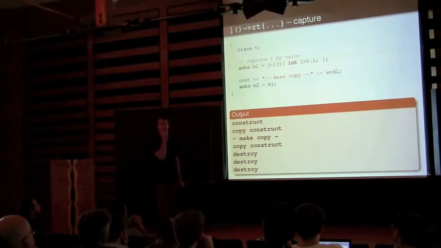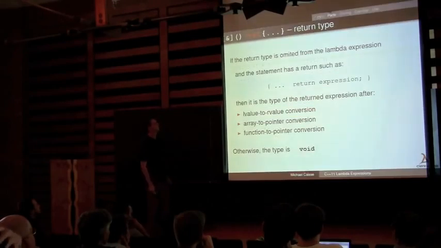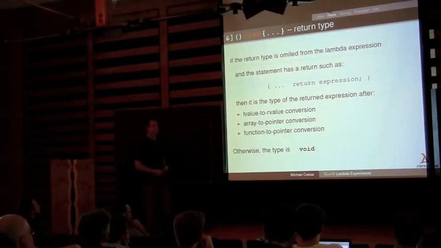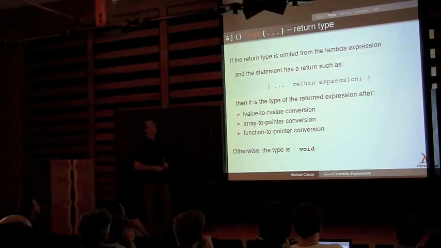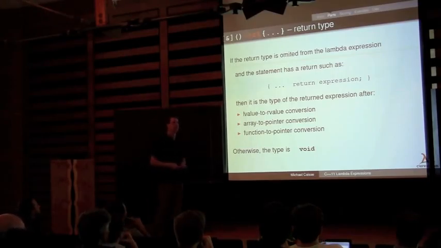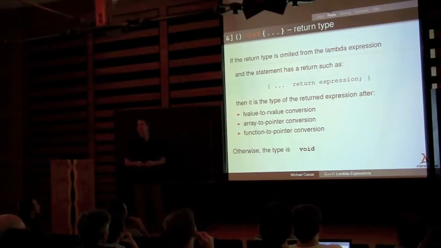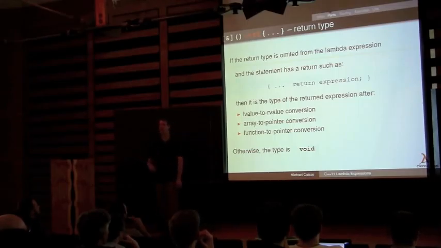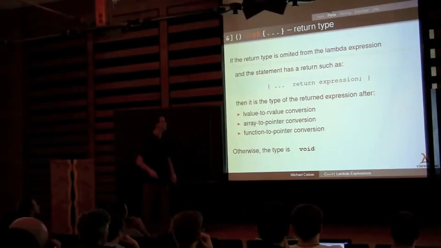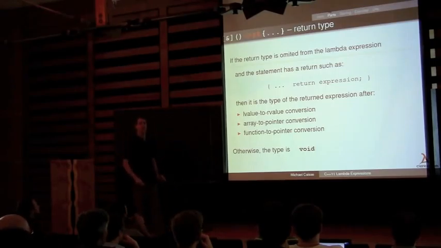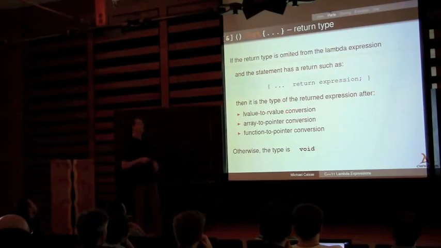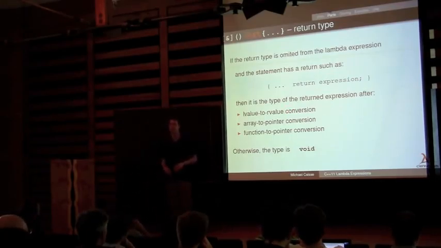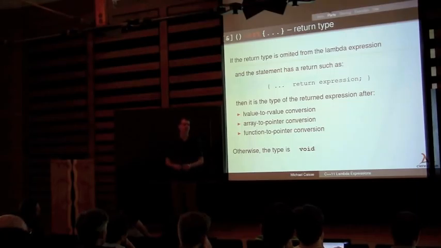All right, so Eric unfortunately left just as we're getting to return types. So this is the return type rule. If you omit a return type and the statement has a return, such as return expression, then the return type will be whatever the expression would evaluate to after all the normal things: lvalue to rvalue conversions, array to pointer conversions, function to pointer conversions. So it just does exactly what you expect.